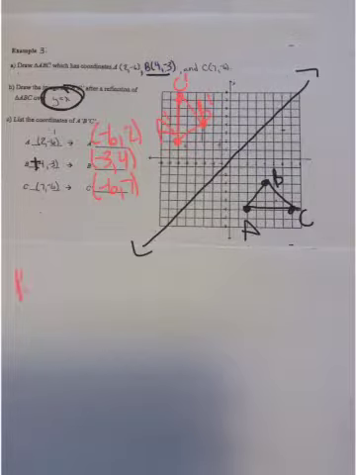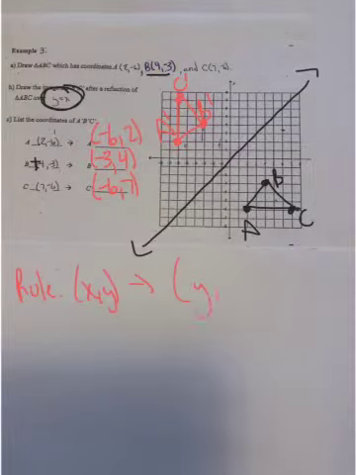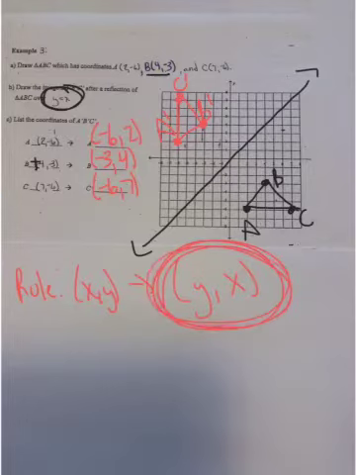So our rule this time would be that x, y becomes y, comma, x, which just means you change the order. You flip them around. The y coordinate comes first and then the x.